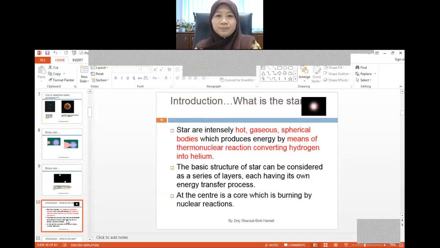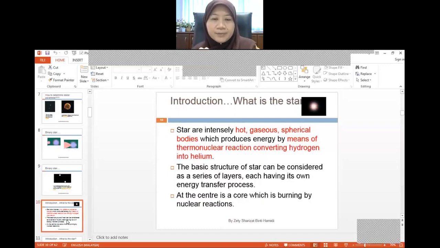All right, so as a part of the introduction, the main thing that we need to understand is what a star is. It is an intensely hot, very, very hot, gaseous spherical body, and it produces energy by thermonuclear reactions. So we understand that, right? Because the thermonuclear reactions occur in the core of the stars. And the first element is hydrogen, okay?